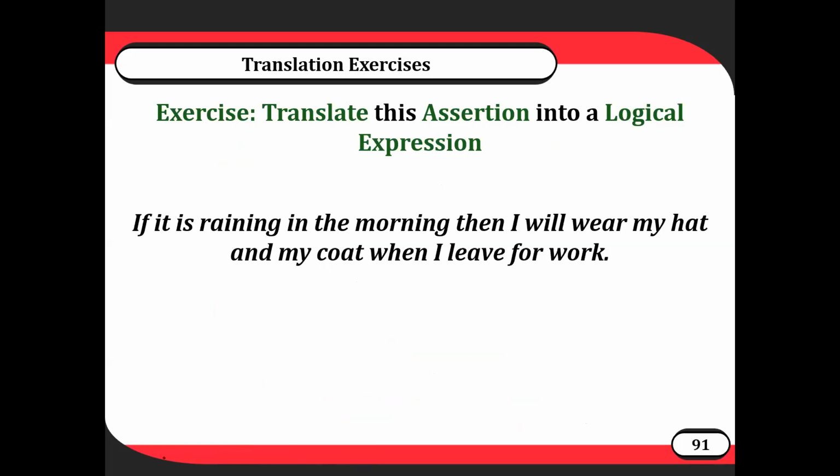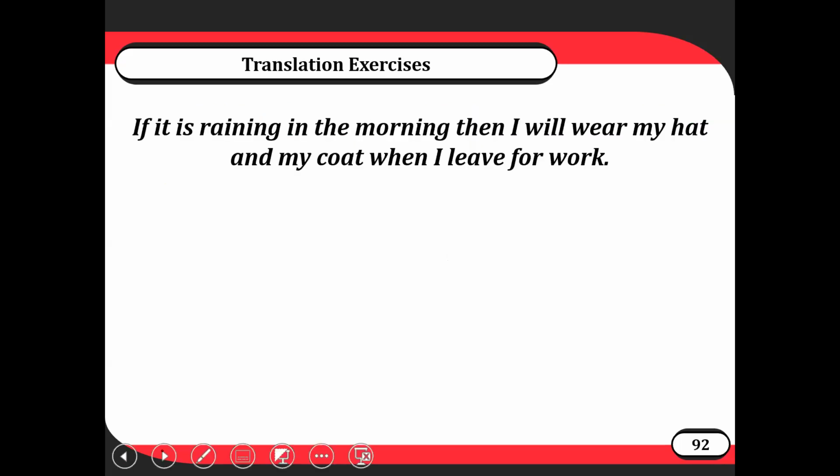Okay, so we're going to translate this assertion to a logical expression. So we have, if it is raining in the morning, then I will wear my hat and my coat when I leave for work. So first of all, we want to take this assertion and break it down into a logical expression. So we want to find the atomic propositions and the logical operators. So what we do is we look for these keywords. We know that if-then is one way to express an implication, and we know that "and" corresponds to the logical operator AND.